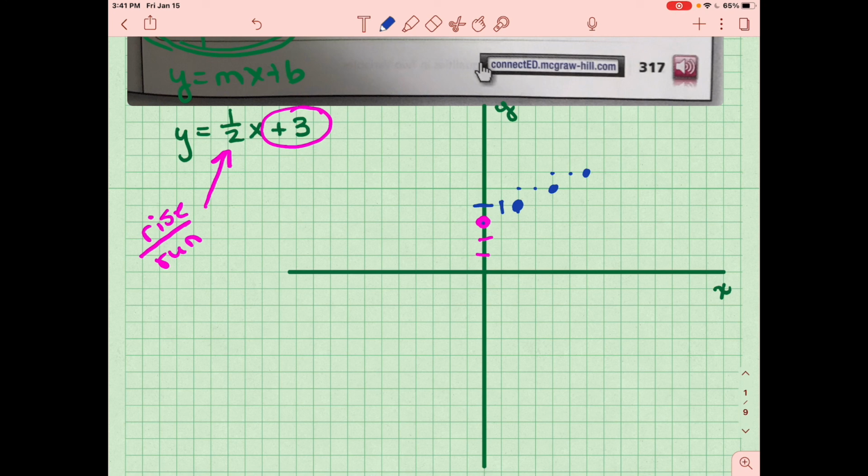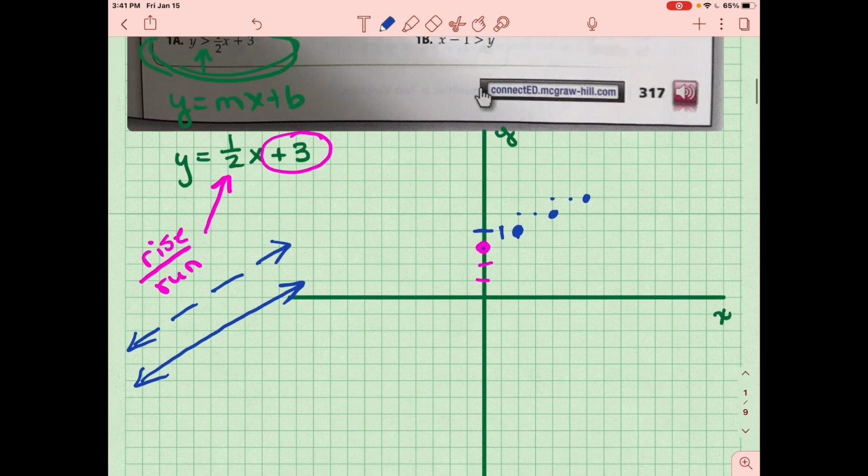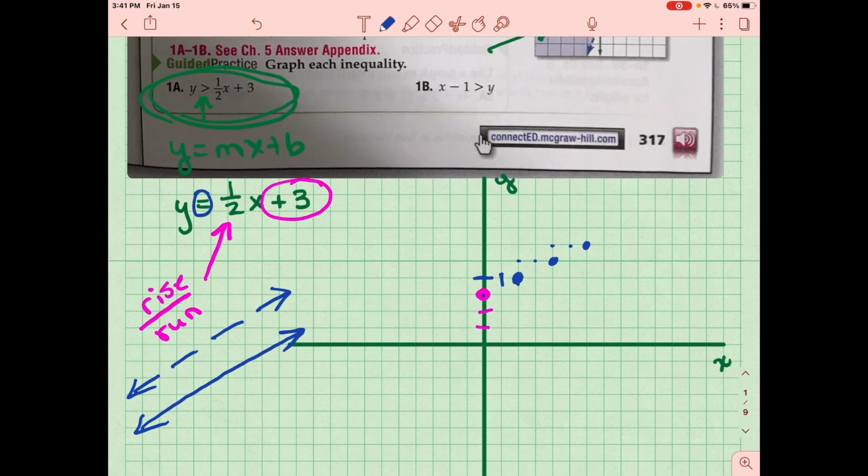All right, now we need to decide whether we want a dashed line or a solid line. So we need to go back here and look. This was actually not an equals, it was a greater than. So since y is actually greater than 1/2 x plus 3, it is not or equal to, so we need a dotted line this time. Dot, dot, dot.